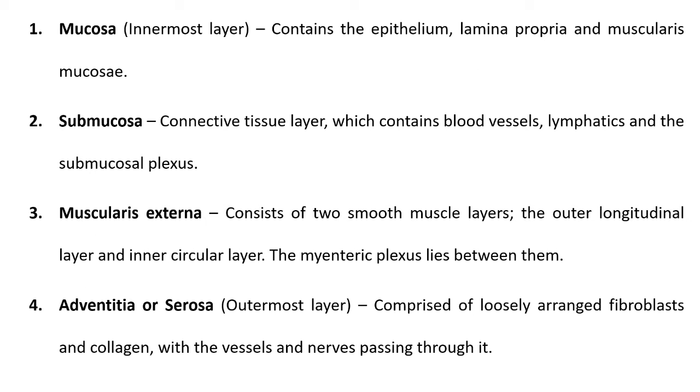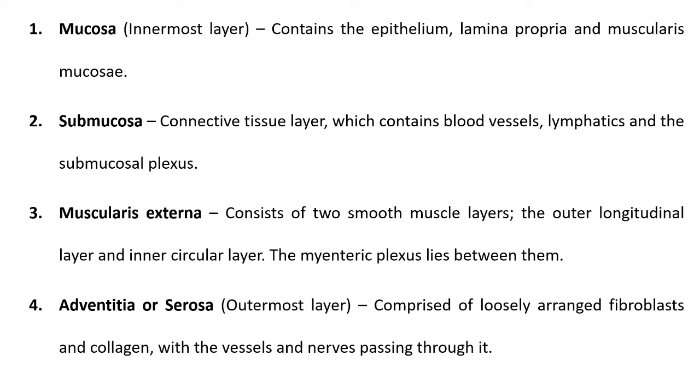Mucosa is the innermost layer. It contains epithelium, lamina propria and muscularis mucosa. The second layer, the submucosa, is dense with connective tissue and also contains blood vessels, lymphatics and submucosal plexus. The third layer is muscularis externa.